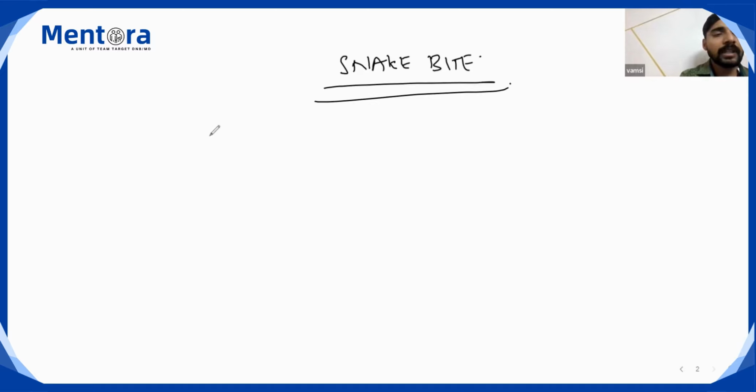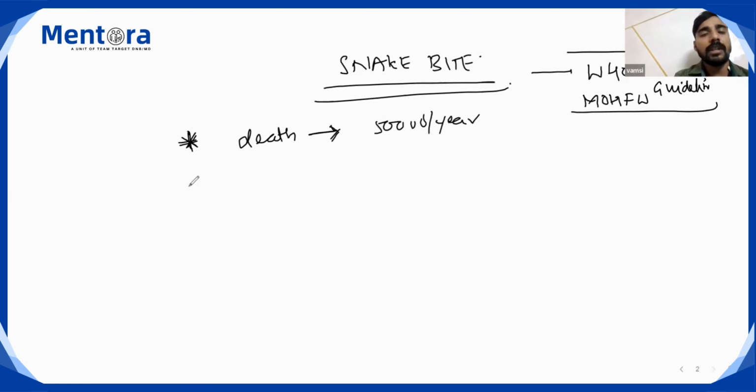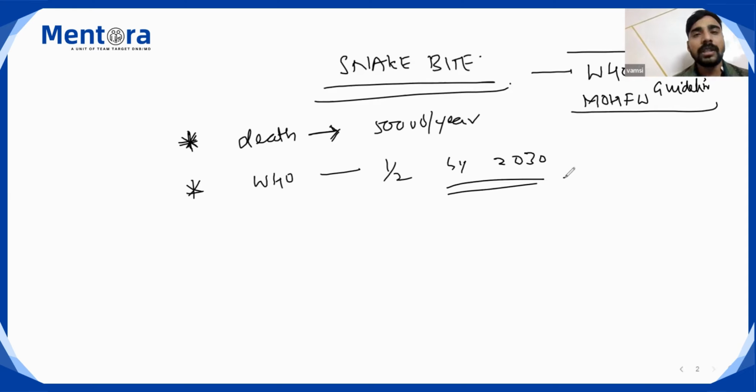Some basic introduction points. What I'm following is the WHO guidelines and also the Ministry of Health and Family Welfare guidelines. Snake bite is a very big burden, because the most common cause of death in rural areas is snake bite. The burden is about 50,000 deaths per year. So WHO has come up with a policy to decrease the deaths related to snake bite to half by 2030. That is the main policy of WHO.